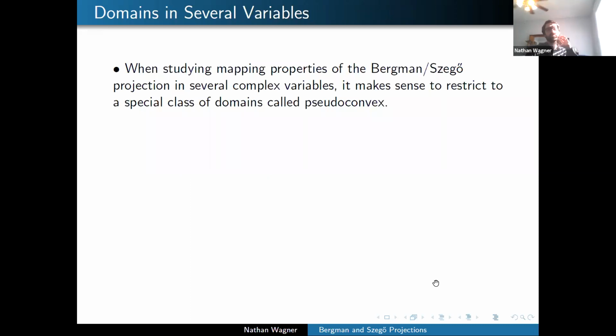Okay, so that was in n dimensions in the ball in the case of the Bergman projection, or just on the circle in the case of the Szego projection. But what about domains in several variables? What types of domains do we want to look at? When we're studying the mapping properties of these operators, it makes sense to restrict to a special class of domains that are called pseudoconvex. And this is a very useful notion in several complex variables.